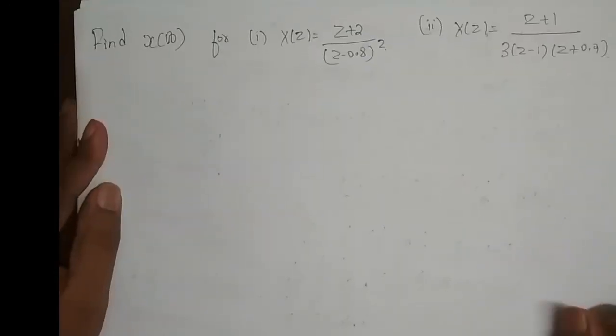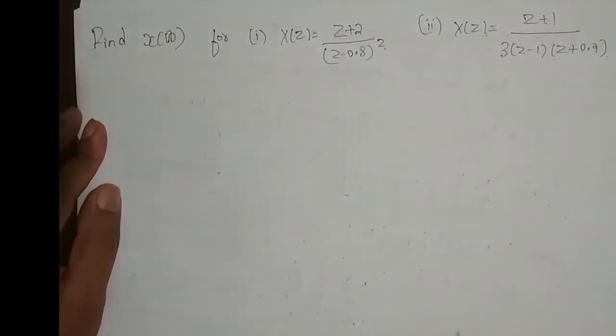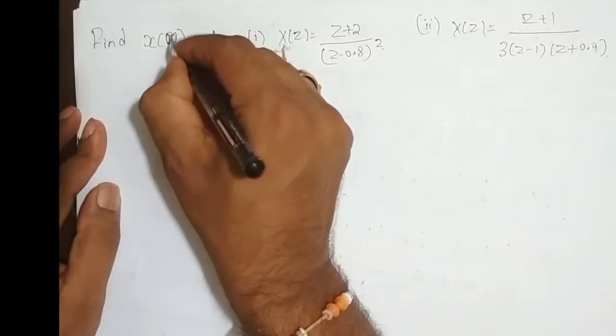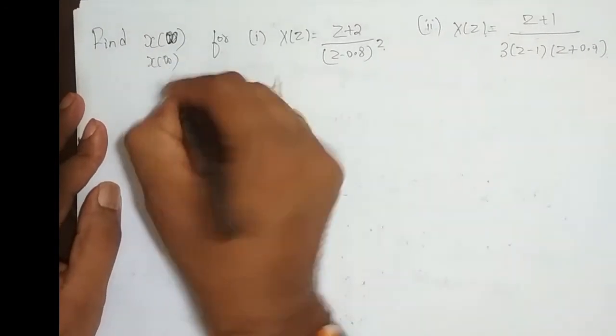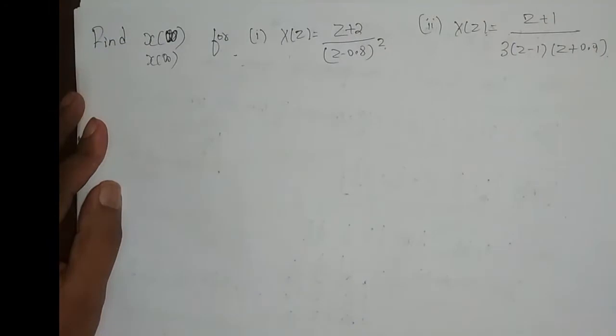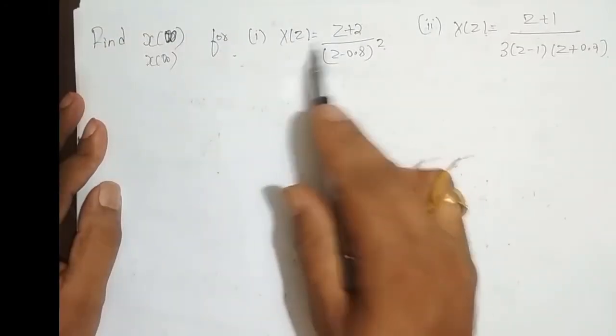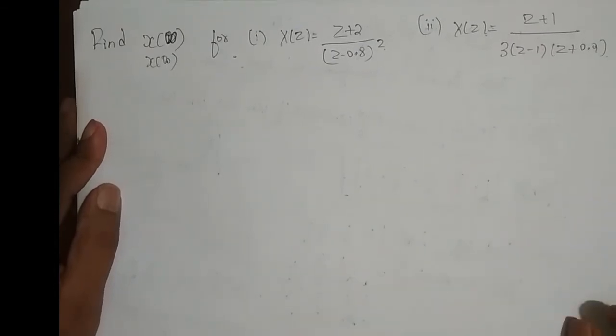Okay, we'll take up one last problem on Z transform using properties. So here I need to find x of infinity for the two Z transform sequences. X of z is this and x of z is this part.